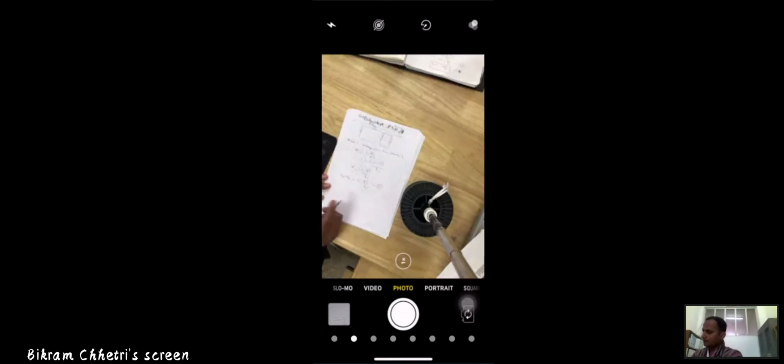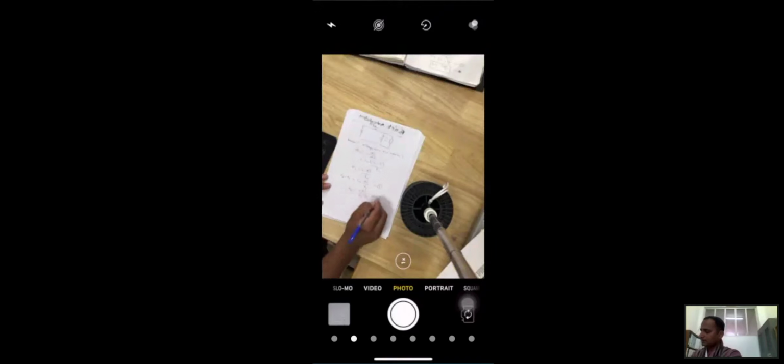From equation number 1, if we try to find T1, then it will be L delta I divided by Vs minus Va. Let's keep this as equation number 2. So T1 is equal to L delta I divided by (Vs minus Va).